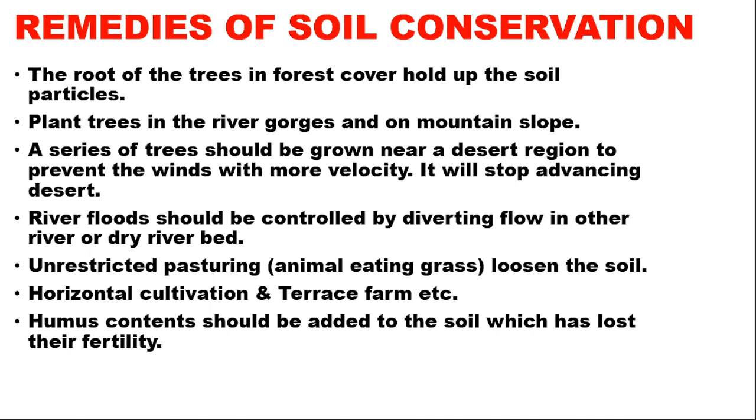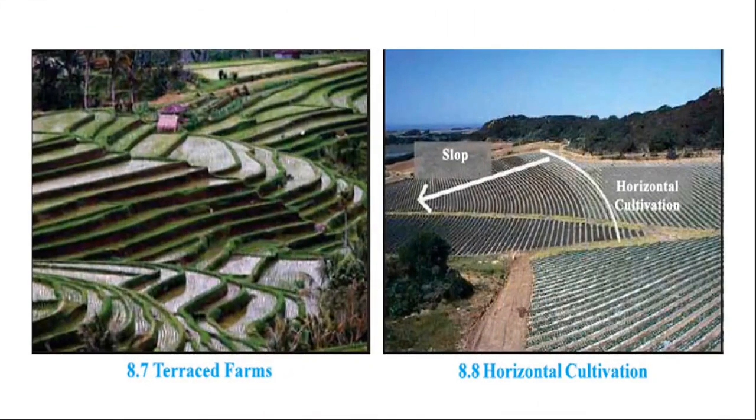Unrestricted pasturing, with animals eating grass, loosens the soil. We need to stop unrestricted grazing. We need to keep restrictions. Horizontal cultivation and the terrace farming method will be used. Humus should be added to soil which has lost its fertility. We need to put in humus, so we can add some of the lost minerals. Here are the different methods of terrace farming and horizontal cultivation.